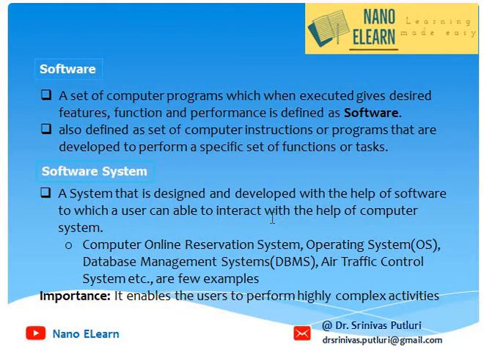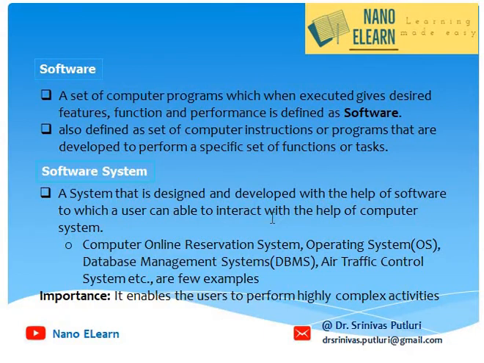What is software system? It is a system that is designed and developed with the help of software, with which a user can interact with the help of a computer system. Few real-time examples include computer online reservation system, operating system, database management systems, termed as DBMS, air traffic control system, etc. Let me justify my statement with one of these examples.